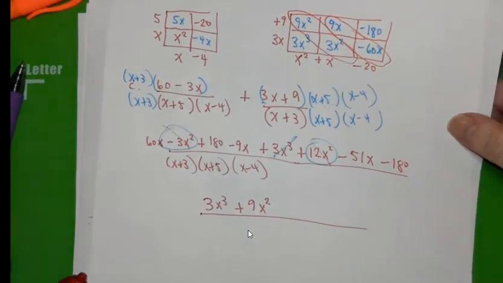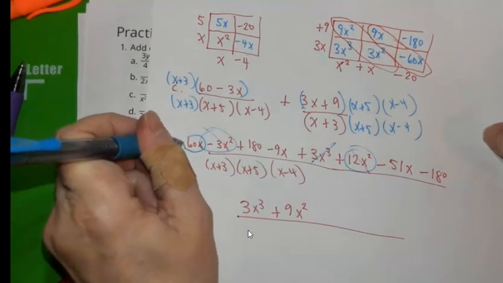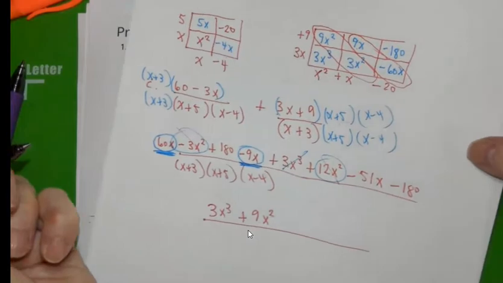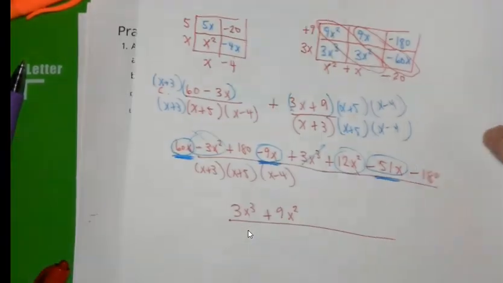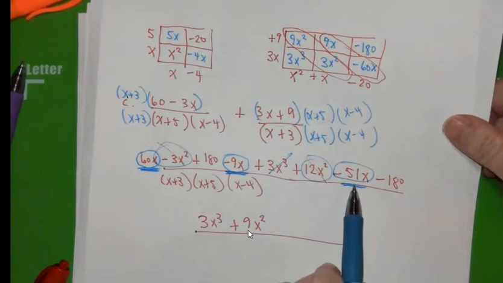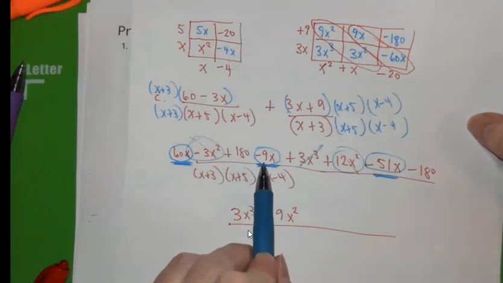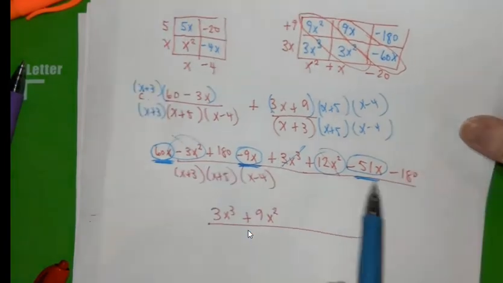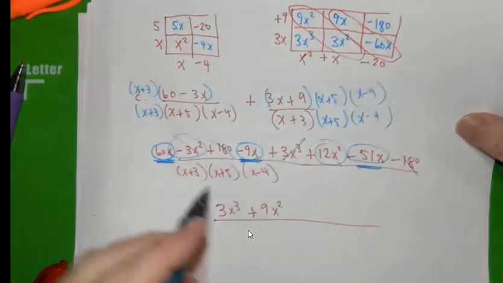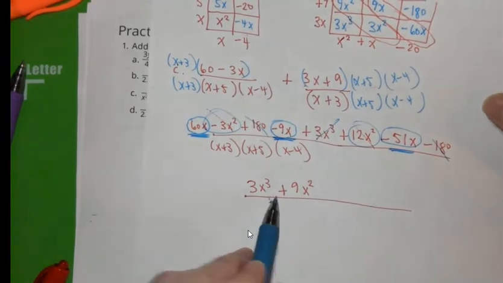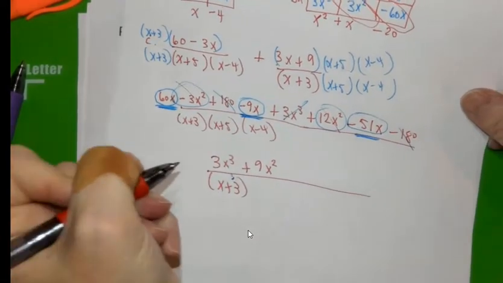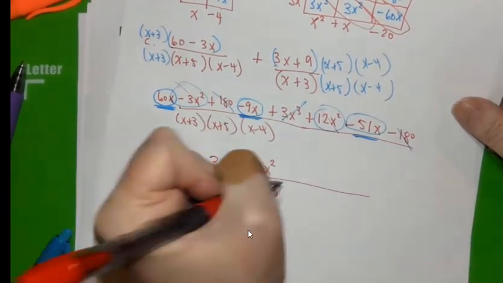I think we have more than two of those. Let's see, we have a 60x here. We have a negative 9x here. We have a negative 51x there. All right, 60 minus 51 is 9x. And then minus 9x is 0x. So I don't have any x's. All right, and then 180 minus 180, these cross out too. So I don't have anything left. I just have this. So that's kind of nice, actually. All right, let's leave these factors in the denominator just like they are. So I'm just going to write these down again.